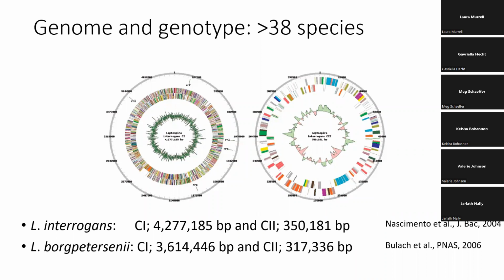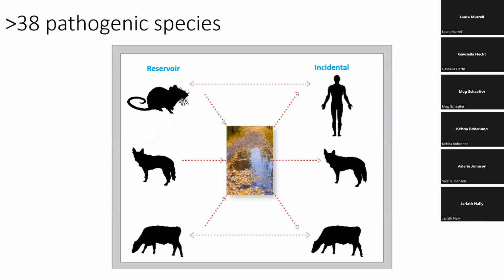So this makes the transmission cycle and understanding the epidemiology of leptospirosis very difficult. Leptospires are typically shed from an asymptomatic reservoir host into the environment where bacteria can continue to survive, and transmission to the incidental host or direct contact with a reservoir host can lead to acute disease, not just in humans, but in domestic animal species as well.